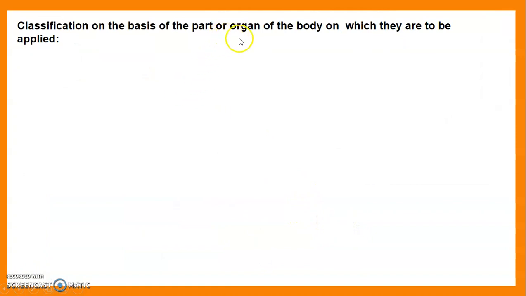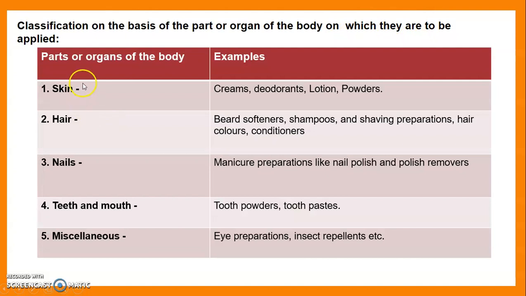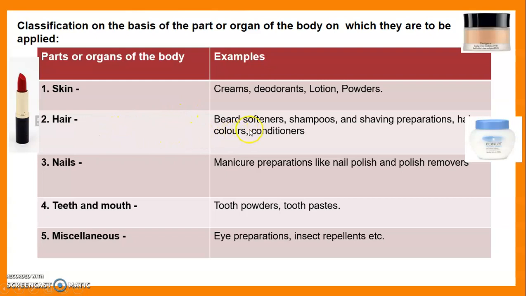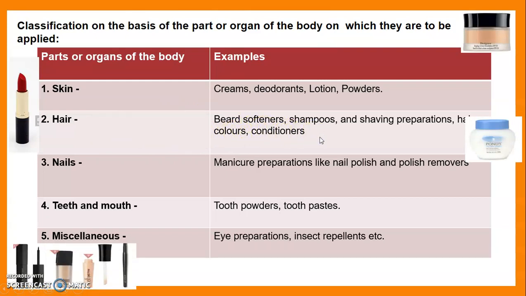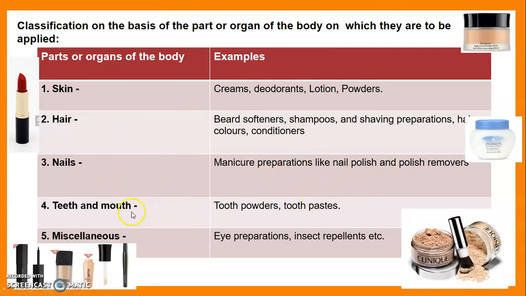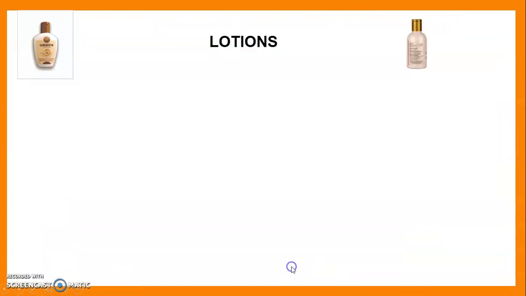Then we see the classification on the basis of the part or organ of the body on which they are to be applied. On the skin: creams, deodorants, lotions, powders. On hair: hair softeners, shampoos, shaving preparations, hair color conditioners. On nails: manicure preparations like nail polish remover. Teeth and mouth: tooth powder, toothpaste. And miscellaneous: eye preparations, insect repellents, etc.